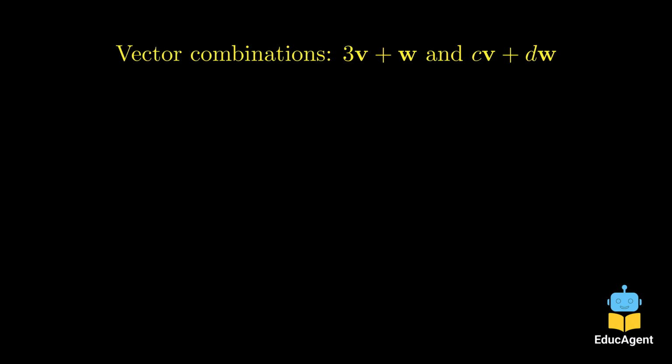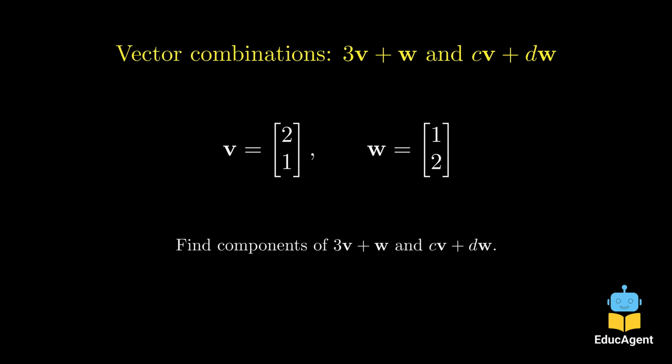Here's the problem we'll solve today. Here are the two given vectors, v and w, each shown as a column vector. We will compute the specific combination 3v plus w and the general combination cv plus dw.